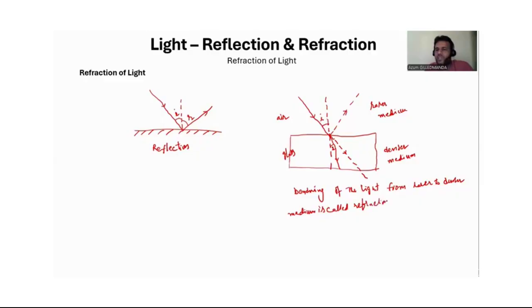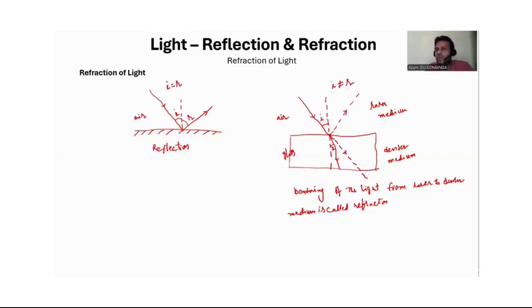So now we understood the difference between reflection and refraction, right? In reflection, all the light gets reflected into the same medium. For example, if this is air, everything gets reflected back into the air, and here I equals R, right? I equals R. But here I is not equal to R.